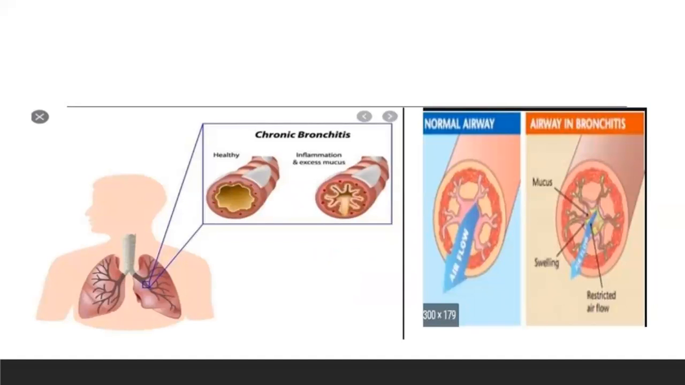You can have a look at chronic bronchitis. Here, this is healthy, and this is inflammation with excess mucus. This is normal airways and airways in bronchitis, which can be swelled, filled with mucus, and have restricted airflow.